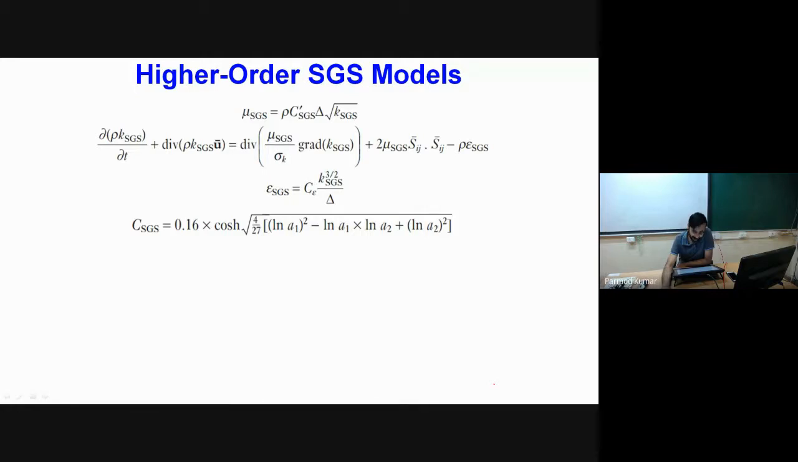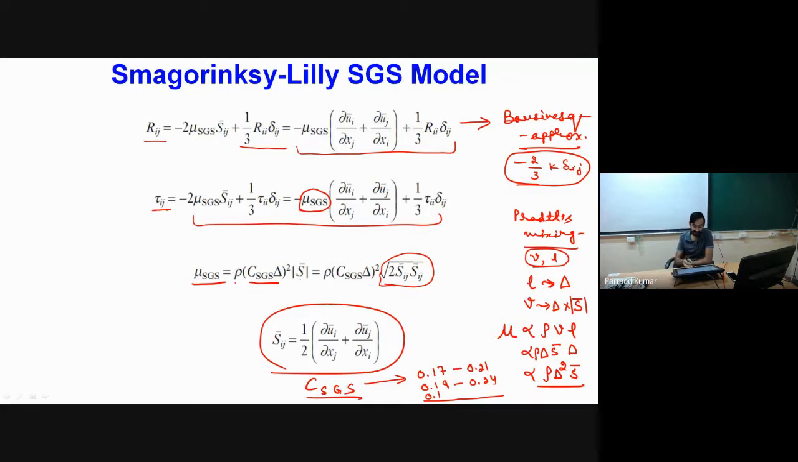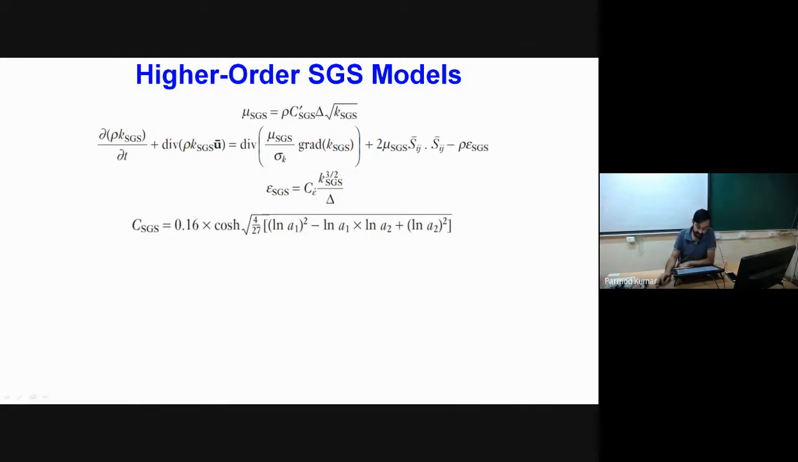Now, there are some higher order SGS models also. The drawback of this particular SGS model is almost similar to what we saw in the case of the mixing length model, which was a zero equation model. In the mixing length model, the drawback was that this mu was becoming constant throughout the entire domain. When mu is constant, this shows that our turbulence is approaching isotropic behavior, whereas turbulence has an anisotropic nature. So in order to account for the anisotropic nature, some higher order SGS models are used.